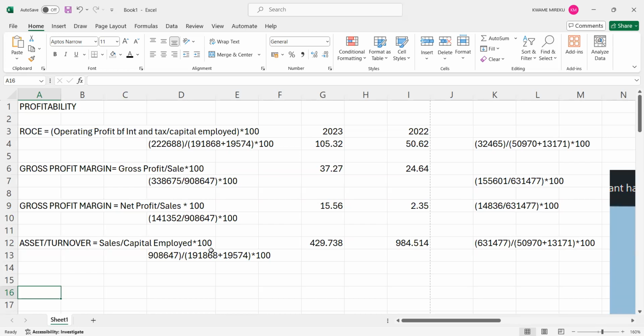But when it comes to finding out the causes of poor performance and the needed remedy, mostly at management or board meetings, these things will be discussed at any point in time. So now let's look at the liquidity ratio.